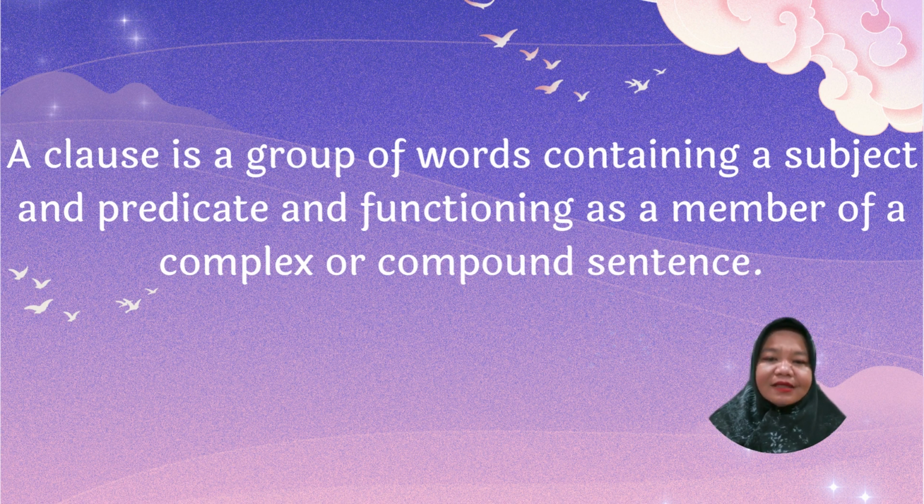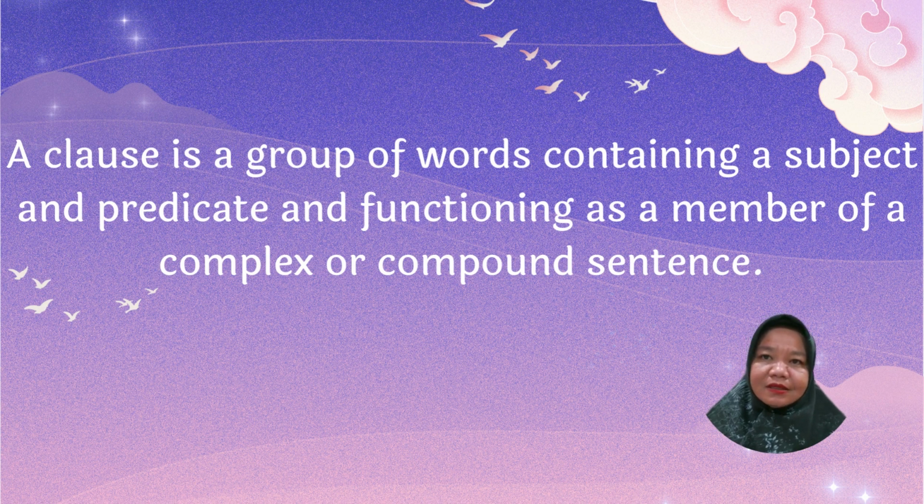A clause is a group of words containing a subject and predicate and functioning as a member of a complex or compound sentence. There are two types of clause, dependent and independent clause. A dependent clause cannot function on its own because it leaves an idea or thought unfinished. It is also called a subordinate clause. These help the independent clauses complete the sentence.